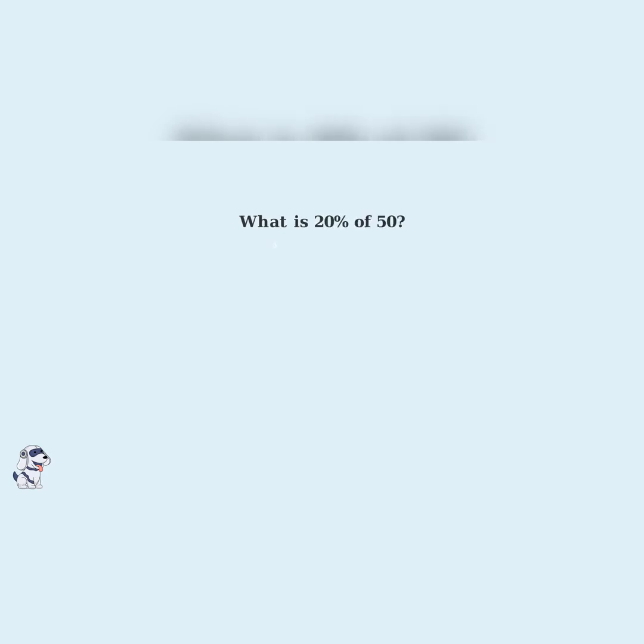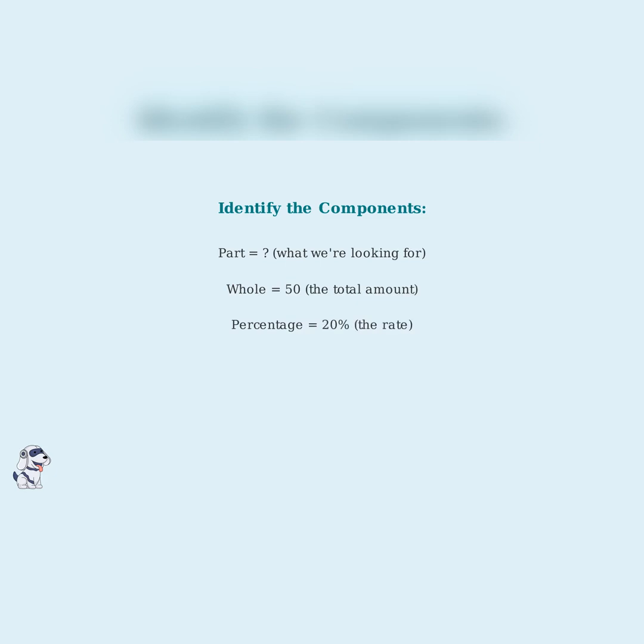Here's our first percentage problem. What is 20% of 50? We have 4 options to choose from. To solve this systematically, we need to identify the 3 components of any percentage problem: the part, the whole, and the percentage. Now we can set up our equation using the percentage formula. Part divided by whole equals percentage divided by 100. To solve for the part, we multiply both sides by 50. This gives us part equals 20 divided by 100 times 50.